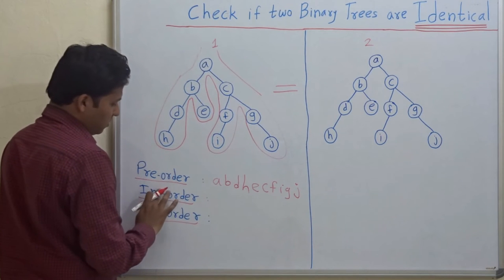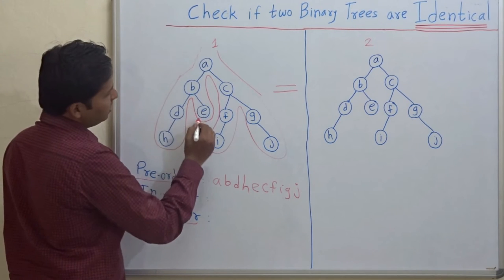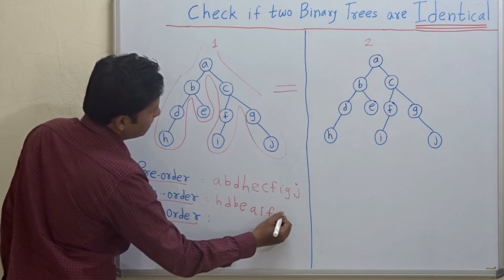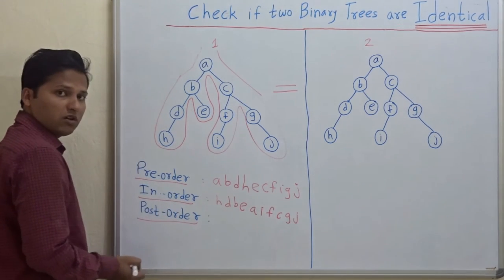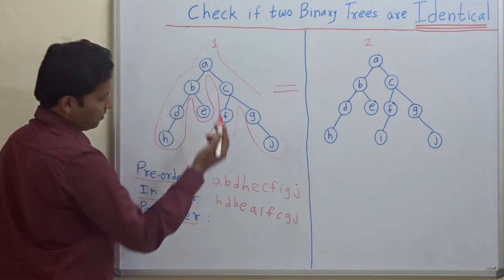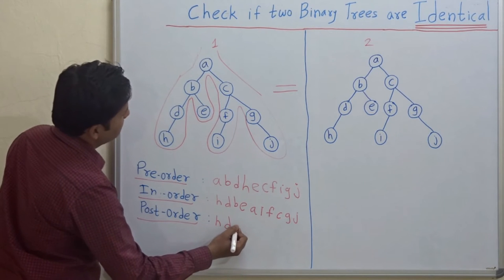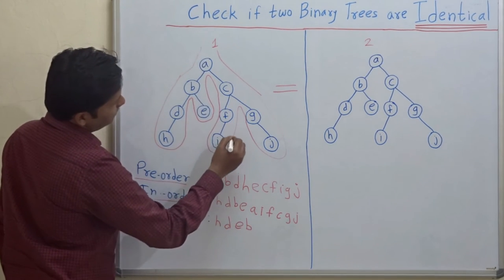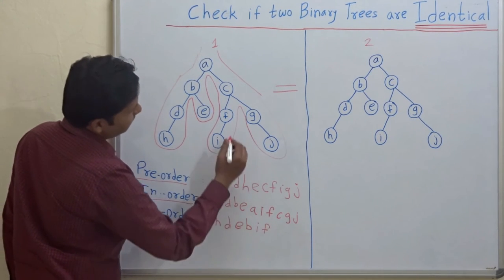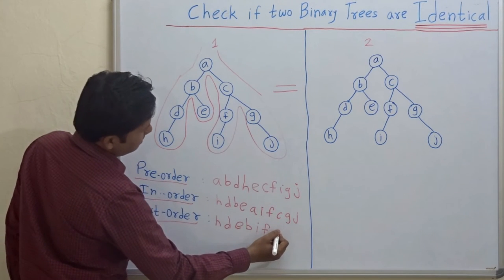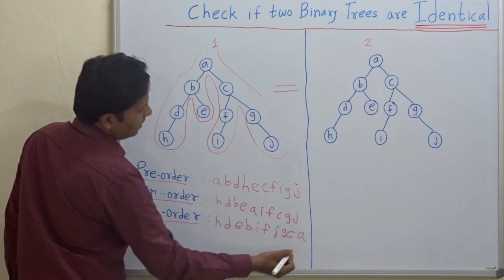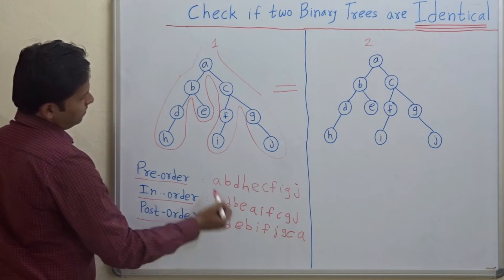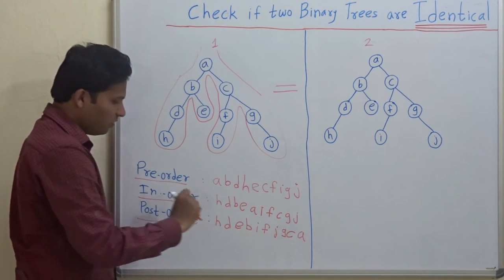So inorder traversal is H, D, B, E, A, I, F, C, G, J. And postorder traversal is H, D, E, B, I, F, J, G, C, and A. So this is the postorder traversal.